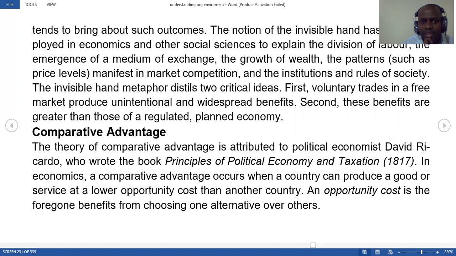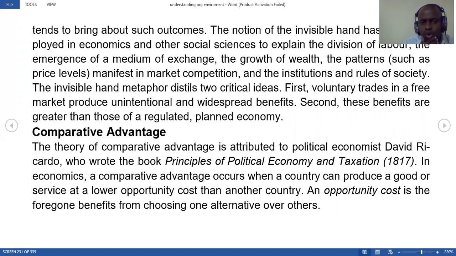So the invisible hand will help in ensuring that wealth is distributed across the market. So we are also saying, first, voluntary traders in a free market produce unintentional and widespread benefits, and these benefits are greater than those of a regulated and planned economy. So we have an invisible hand that controls the forces of demand and supply.